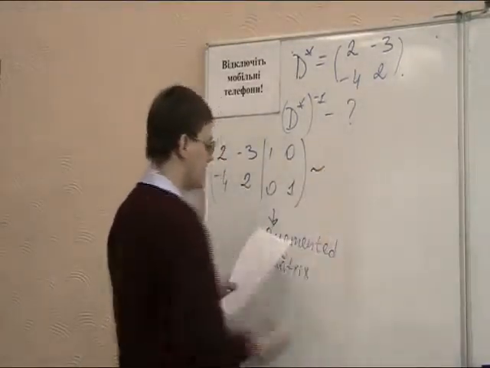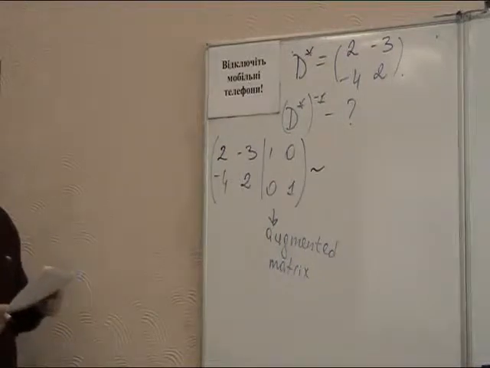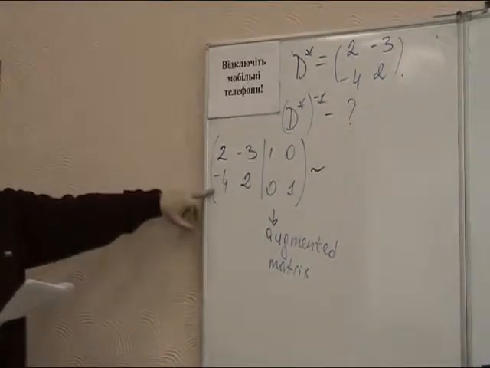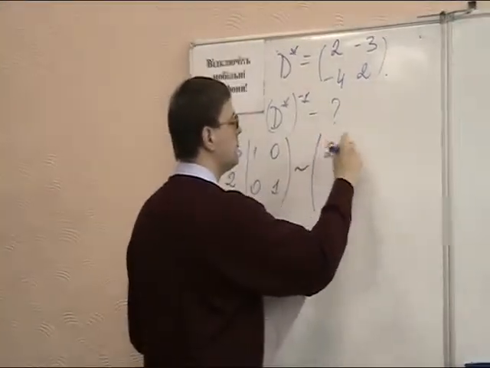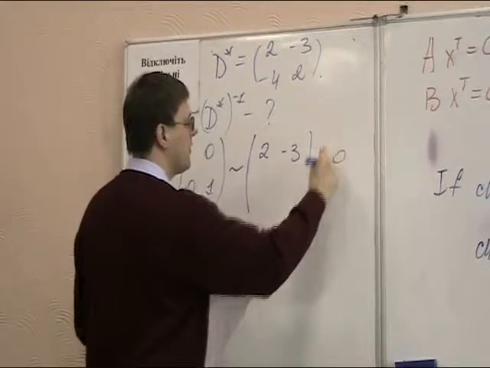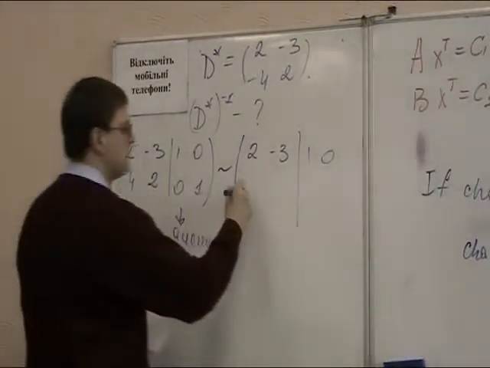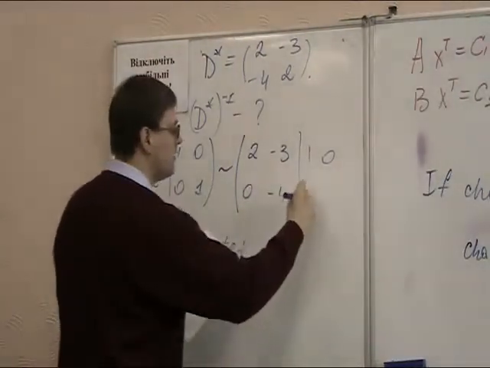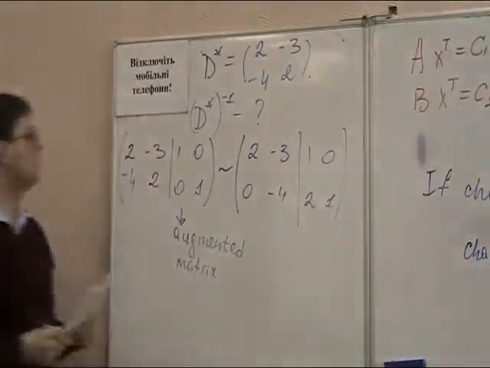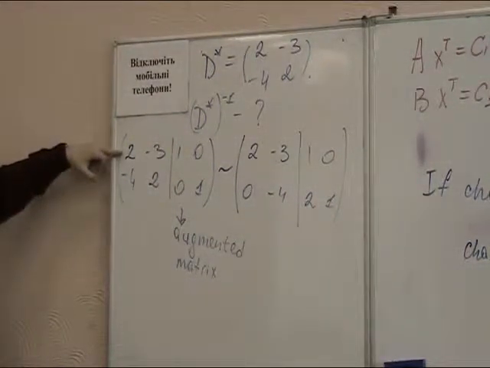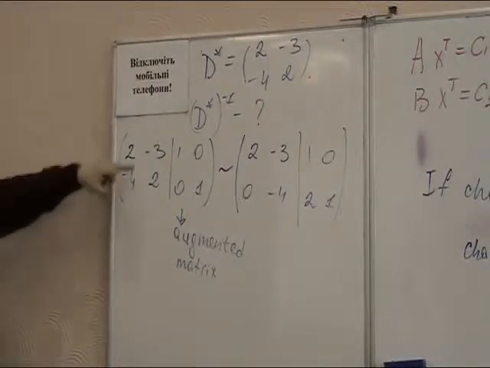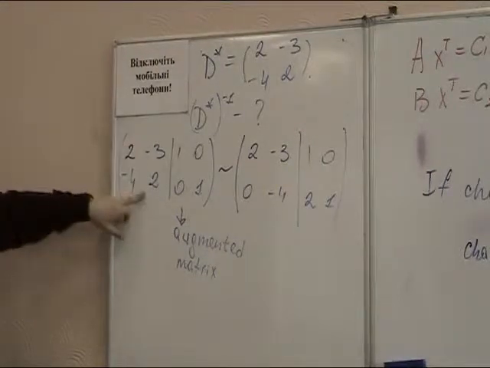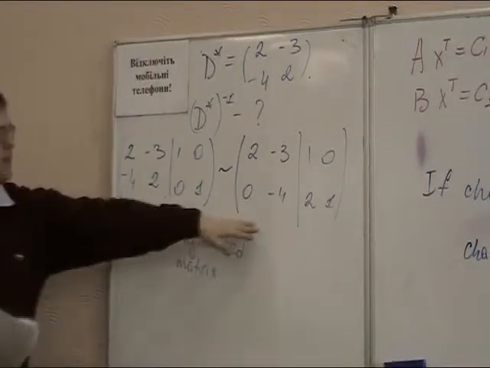So what do we do? We multiply the first row by 2 and add it to the second. So the first row remains the same. The second row becomes 0, -4, 2 and 1. What did we do? We multiplied the first row by 2 and added it to the second. 2 by 2 minus 4, 0. 2 times -3 plus 2 is -4, and so forth. So this is what we get.